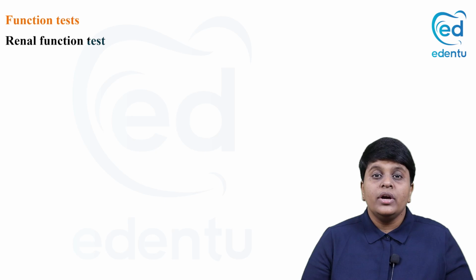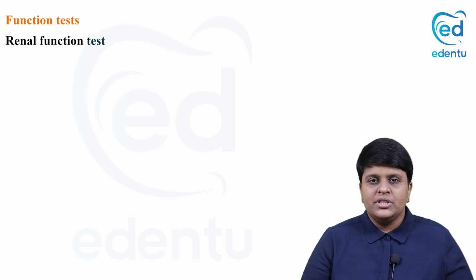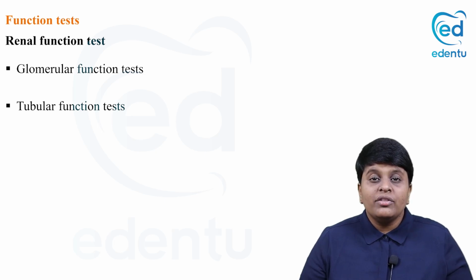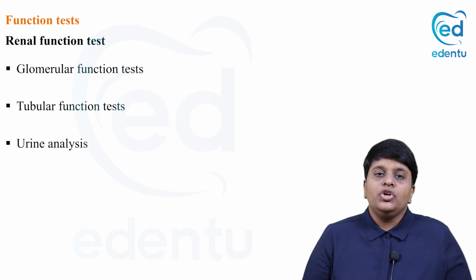You know what is the function of kidney, right? Excretion. And also it has various other functions such as acid-base regulation, electrolyte balance, and also it leads to the activation of vitamin D. So there are various functions of kidneys. So how are we going to test the various functions of the kidneys? We have the different groups of tests, which are glomerular function test, the tubular function test, and the urine analysis.